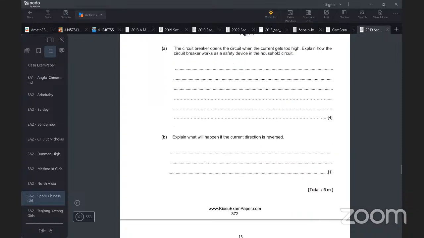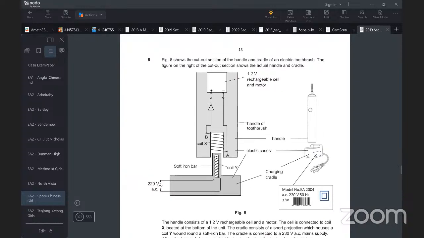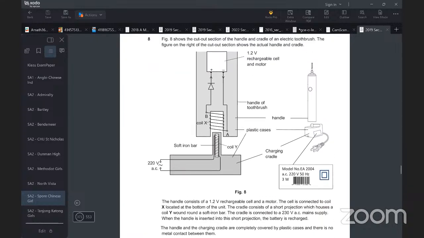Okay. Unfamiliar question, right? Question 8. Does it look familiar? No. Definitely not. Although simpler than just now, right? What is this? A rechargeable electric toothbrush. Same thing, no? You gotta read this, read that, blah, blah, blah.